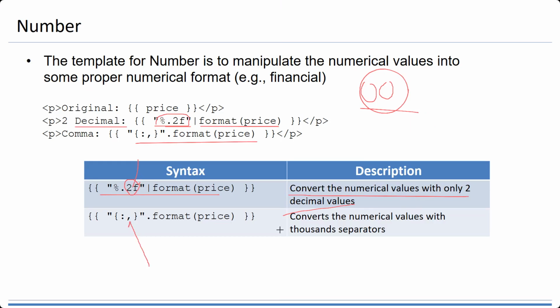For this one, it converts the numerical values with a thousands separator. So if you have the number 12345, then it will be converted into 12,345. From the financial perspective, it is better.